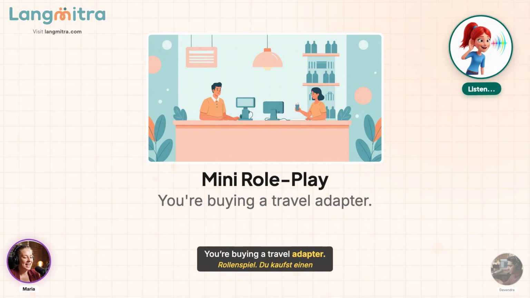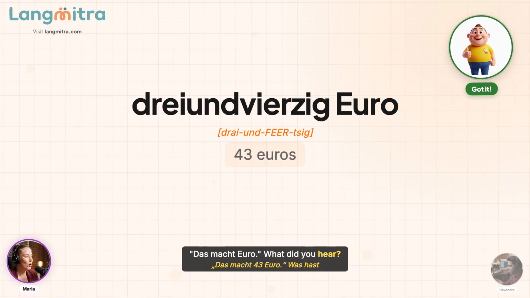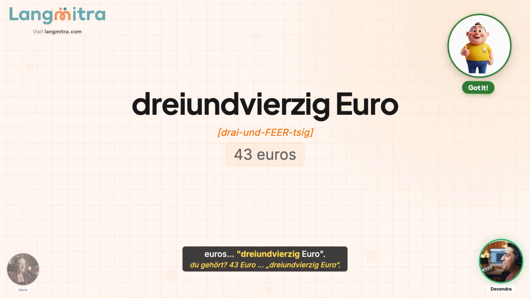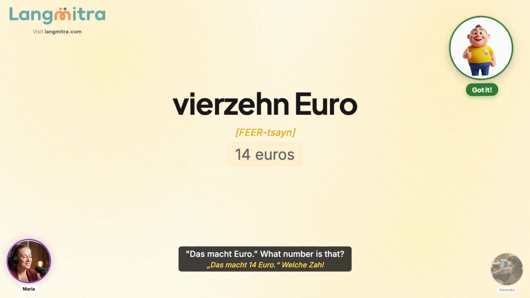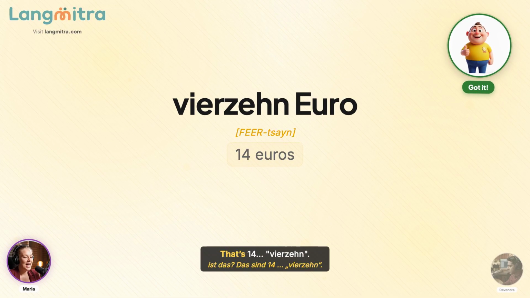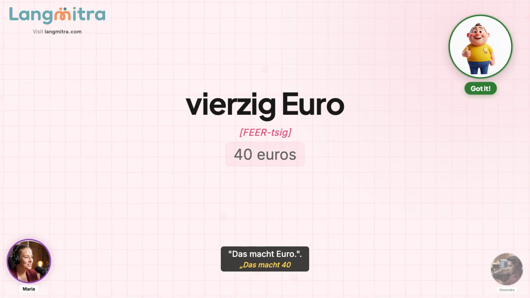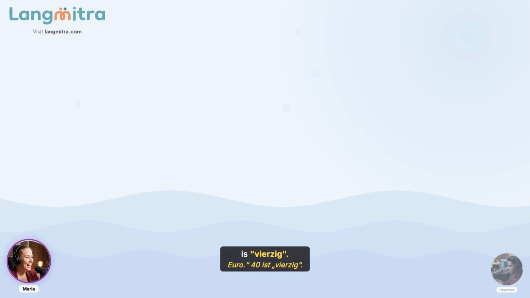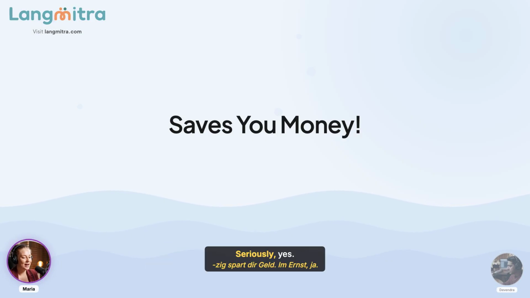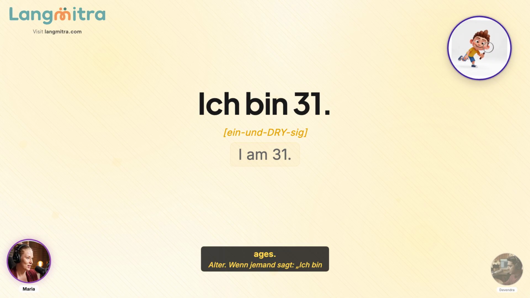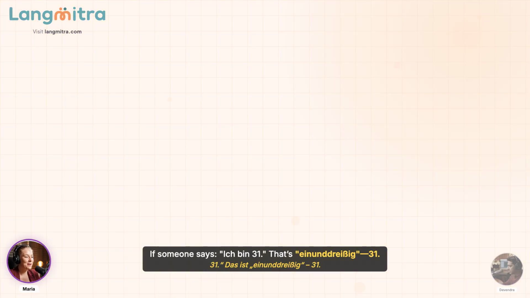You're buying a travel adapter, I'm the cashier. Das macht 43 Euro. What did you hear? 43 euros. Perfect. Now a trickier one. Das macht 14 Euro. What number is that? Das ist 14. Great. Now compare. Das macht 40 Euro. Das ist 40. Exactly. That zehn versus zig distinction saves you money. Seriously, yes.